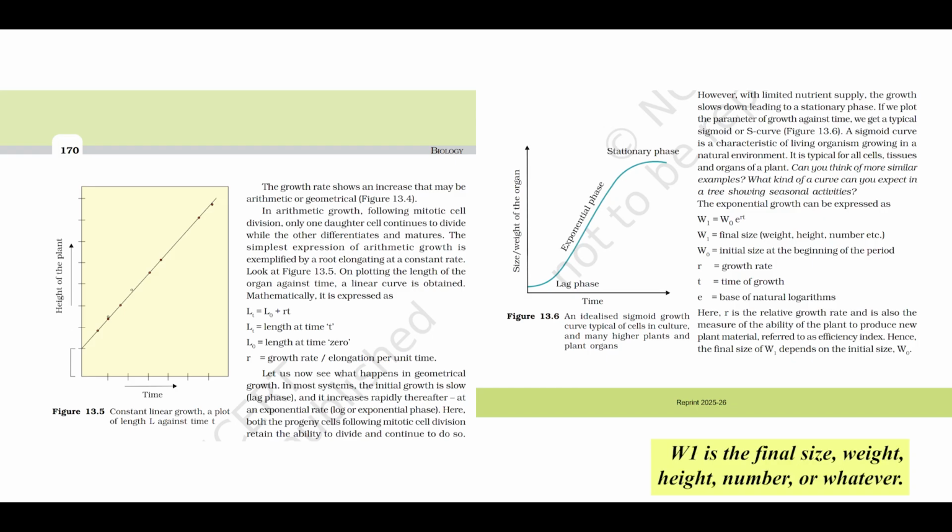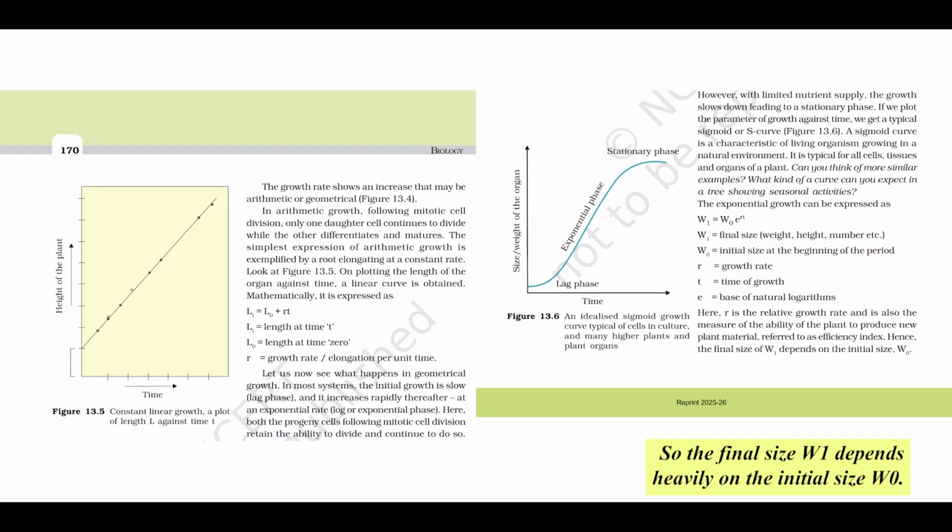W1 is the final size, weight, height, number, whatever. W0 is the initial size. T is time. E is the base of natural logarithms, about 2.718. And here R is the relative growth rate. It's also a measure of the plant's efficiency in producing new material, sometimes called the efficiency index. Relative growth rate, efficiency index, okay.